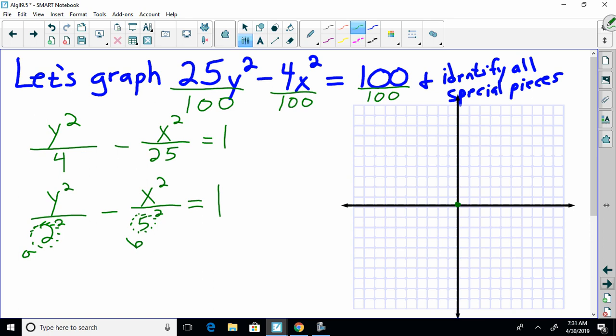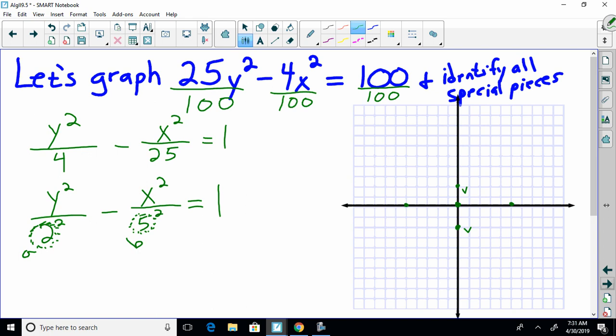So here is the technique for graphing your hyperbola. From the center, let's go a units up and down. 1, 2, vertex, 1, 2, vertex. From the center, let's go b units in the x direction. 1, 2, 3, 4, 5. Let's just say a point. And 1, 2, 3, 4, 5. Let's just say a point.